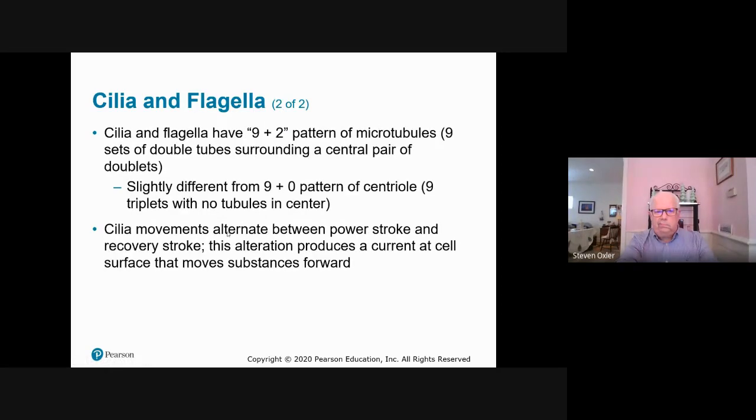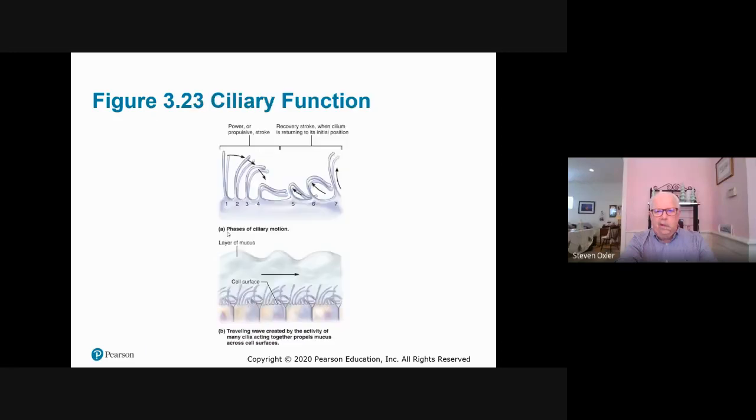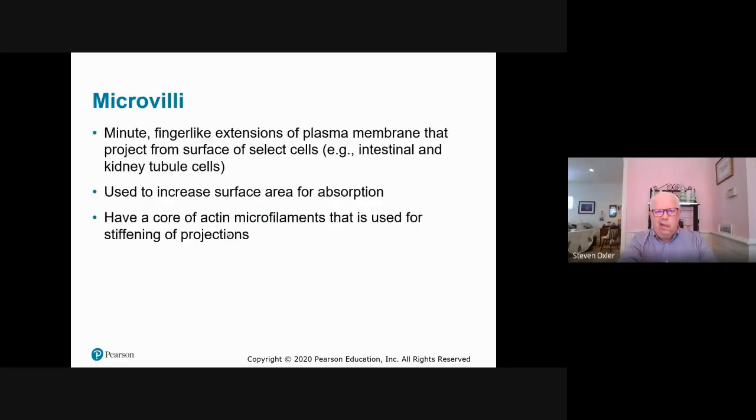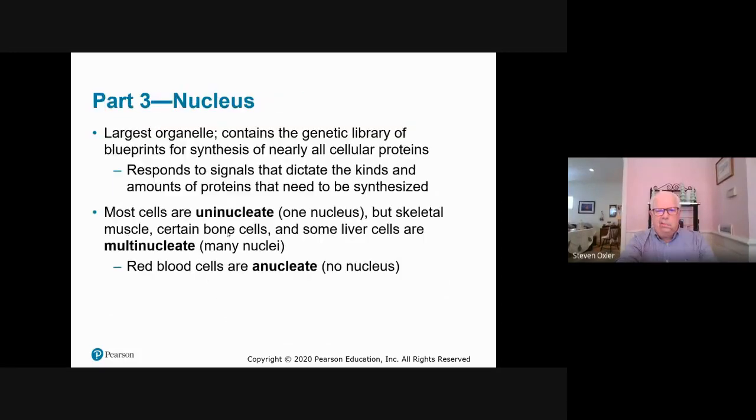All right? We've beaten that to death. Microvilli, we talked about in the small intestine.